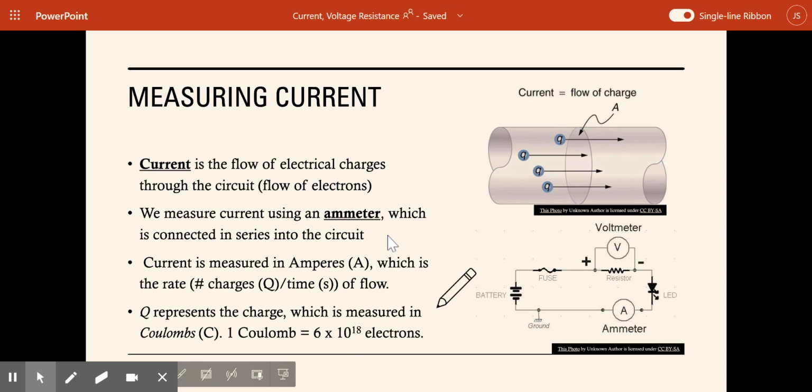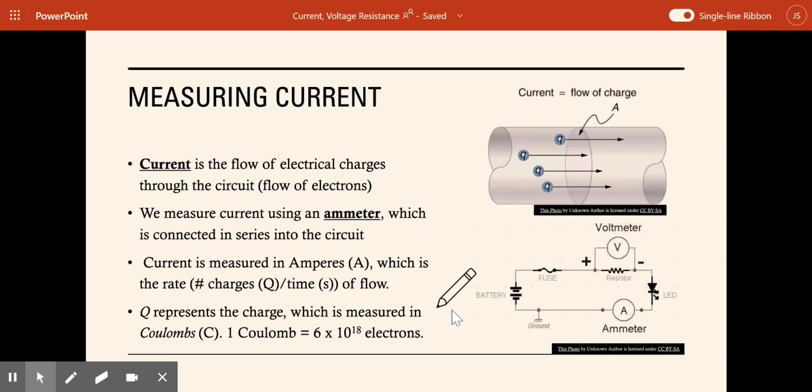To measure current, we use an ammeter, which is connected in series into the circuit. So it needs to be connected just like your batteries, just like your resistors, just like your light bulbs. So you need to actually connect it as part of the circuit, okay?